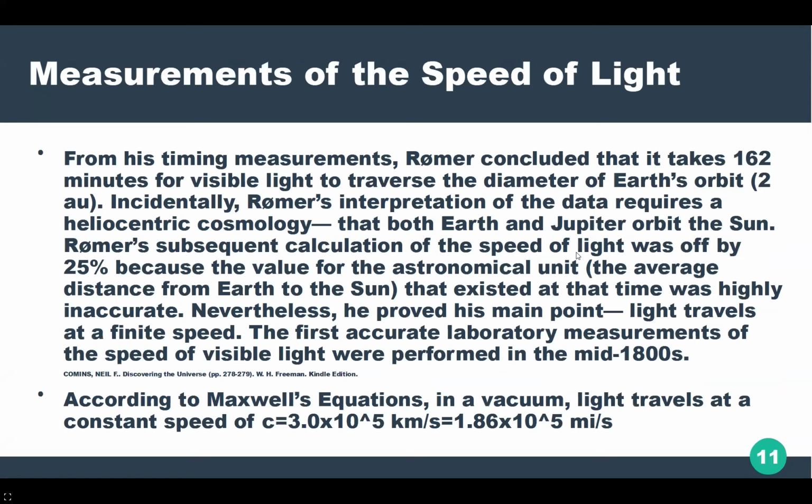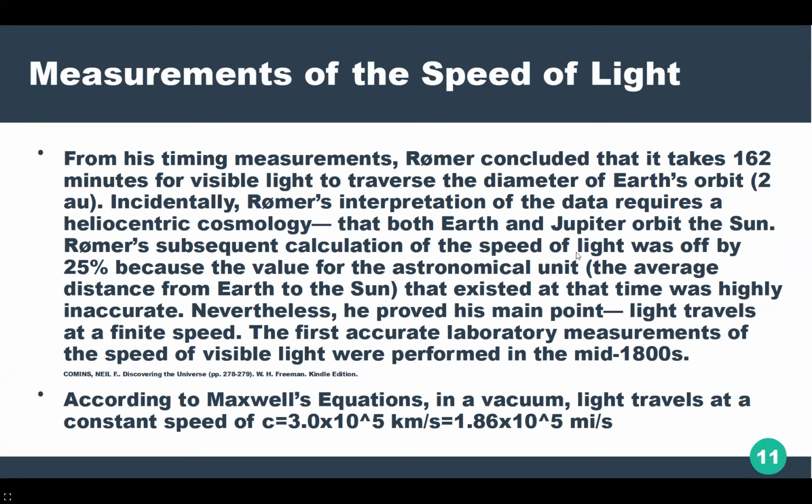Incidentally, Romer's interpretation of the data required a heliocentric cosmology, in which both Earth and Jupiter orbit the Sun. Romer's subsequent calculation of the speed of light was off by 25% because the value for the astronomical unit, the average distance from Earth to the Sun, that existed at this time was highly inaccurate. Nevertheless, he proved his main point: light travels at a finite speed.